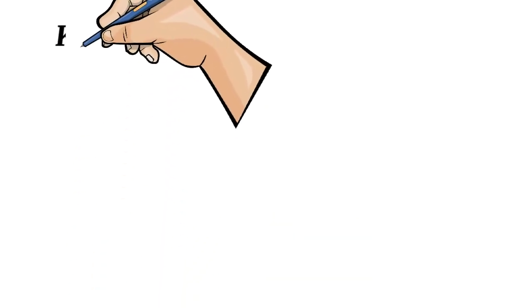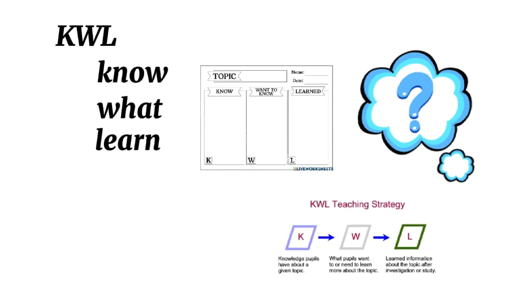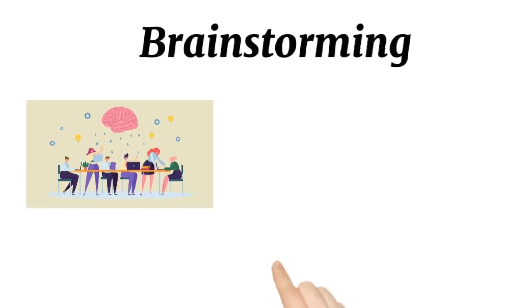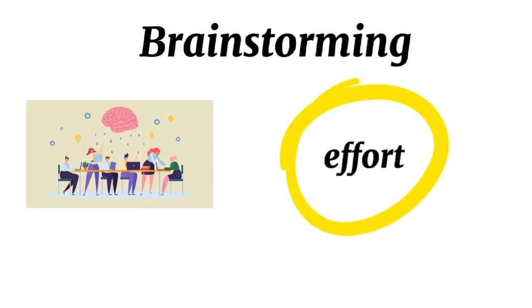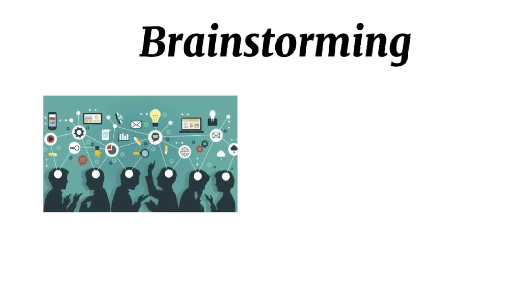The letters KWL form an acronym for Know, What, Learn. In the KWL technique, readers are first asked to consider what they already know about the subject before they read the material. Brainstorming is a group creativity technique by which efforts are made to find a conclusion for a specific problem by gathering a list of ideas spontaneously contributed by its members.